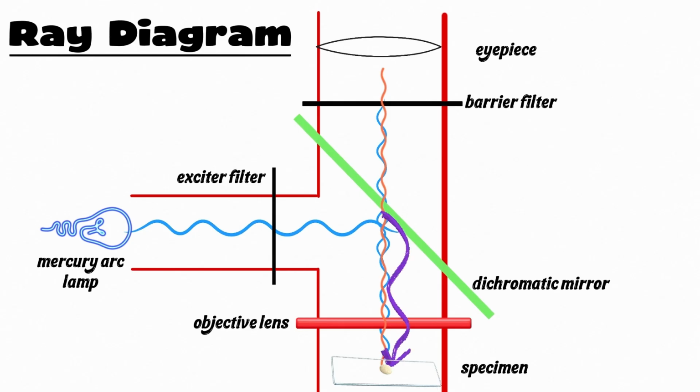The fluorochromes absorb the energy and emit fluorescent light of a longer wavelength. The emitted light is collected by the objective lens, passes through the dichromatic mirror, then through the barrier filter, and finally reaches the eyepiece or detector to form the image.